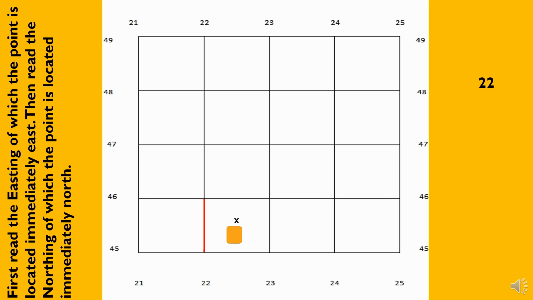Next, we read the northing of which X is situated immediately north to obtain our 3rd and 4th figures. Since X is located directly north of northing 45, our 3rd and 4th figures are 45. Therefore, the 4-figure grid reference for X is 2245.